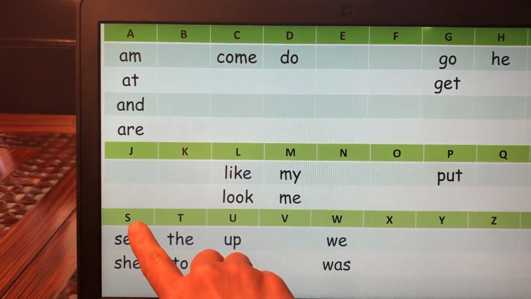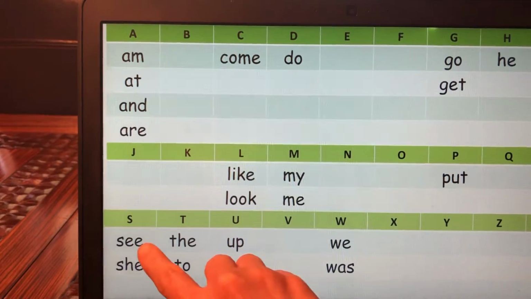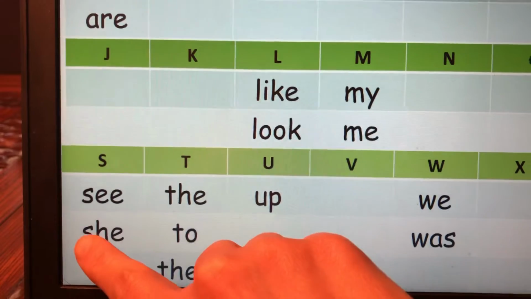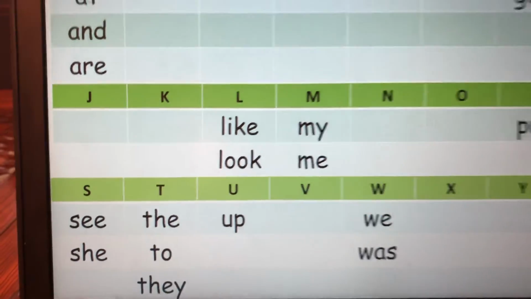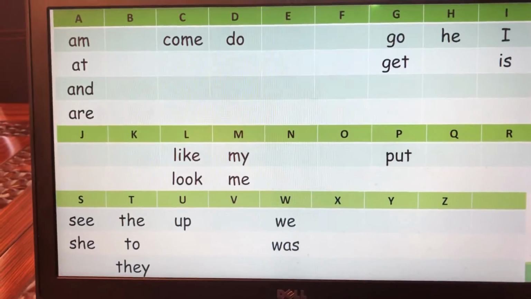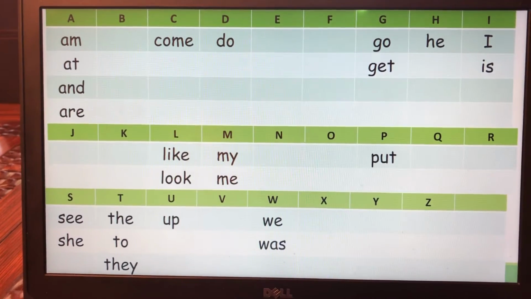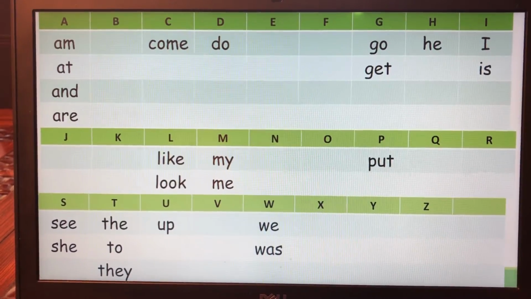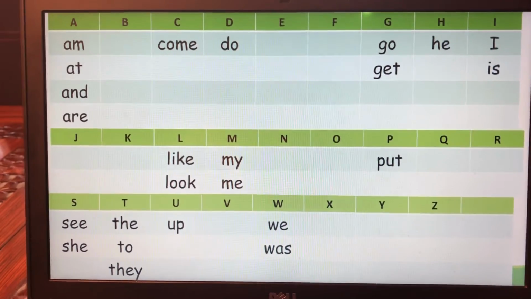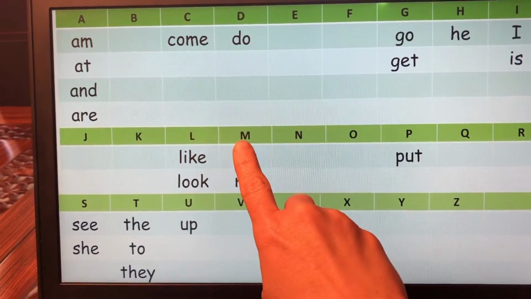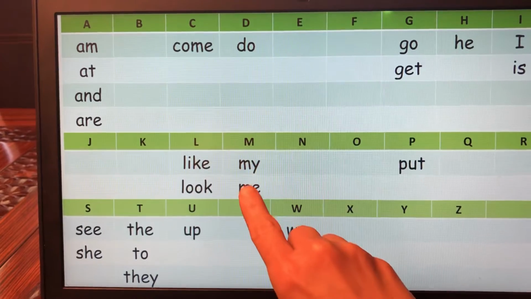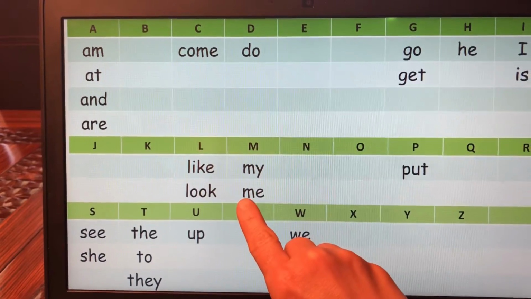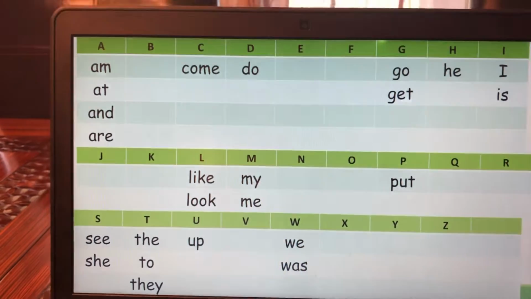Did you find it? Yes. Right here it is. So what are the two words that start with S? See and she. Let me ask a couple other questions about our word wall. Can you find the words that start with the letter M? Okay, I hope you found it. There's the letter M, and these are the two words that start with M. Let's read those words. My, me.